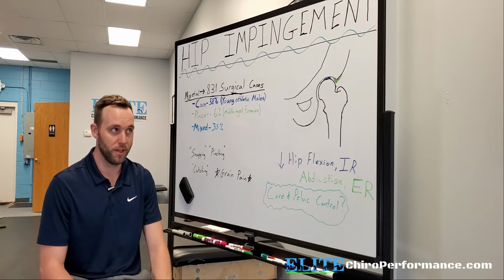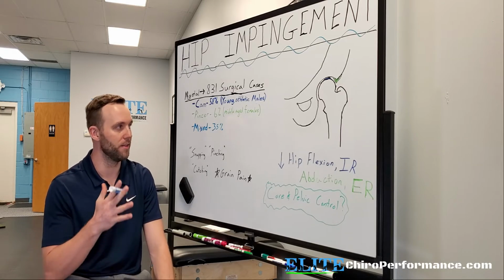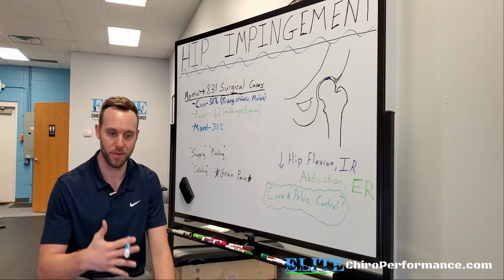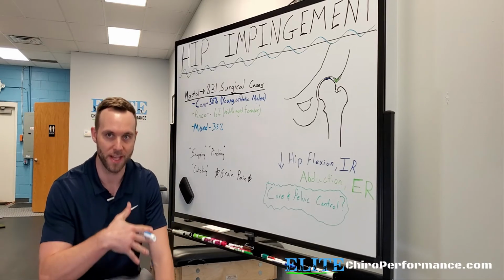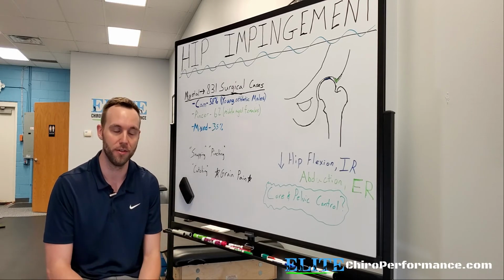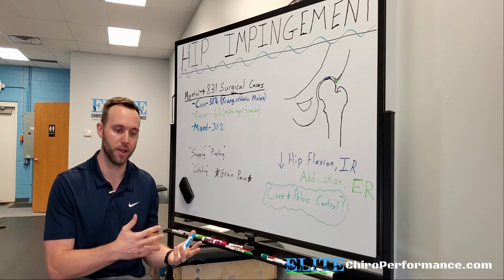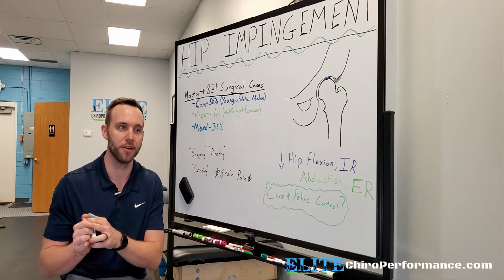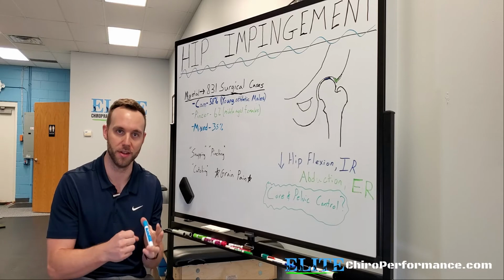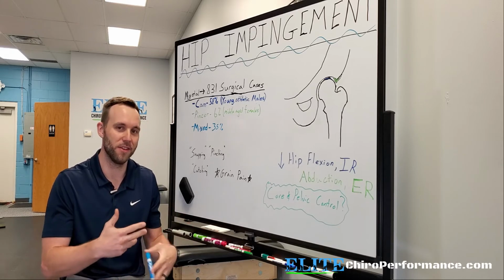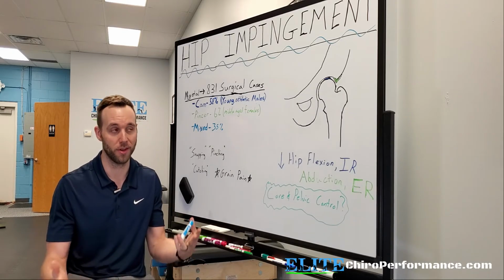FAI is different than the shoulder in that it's more of a bony problem that starts to happen, and then that starts to wreak havoc in the joint itself. Where shoulder impingement could be bony, we could have a lot of that going on. It could be the rotator cuff. It could just be poor stability of the shoulder itself. So that has a little bit more leeway as far as what's going to cause it.